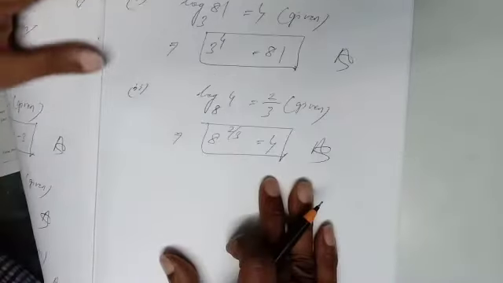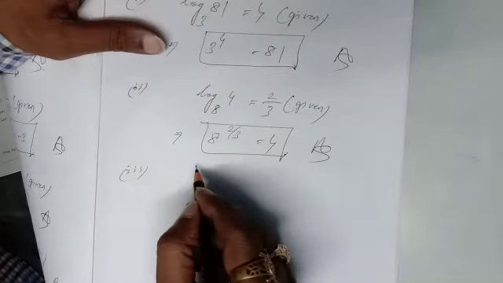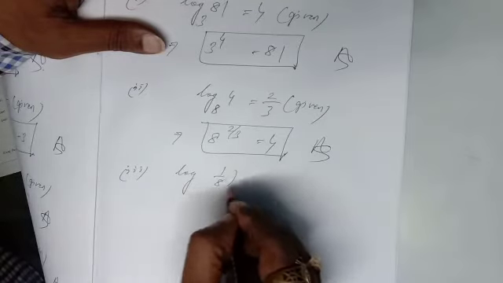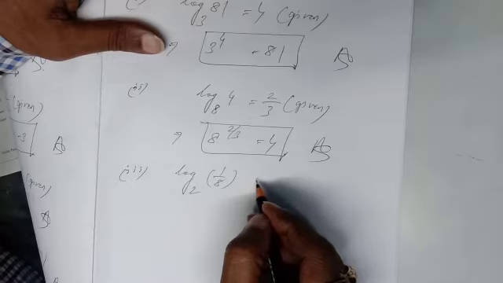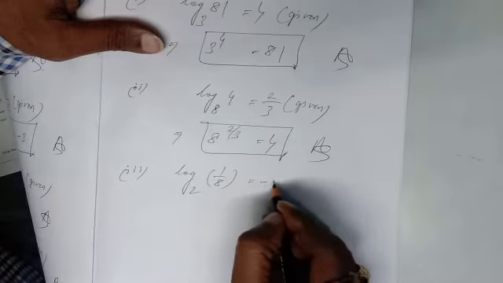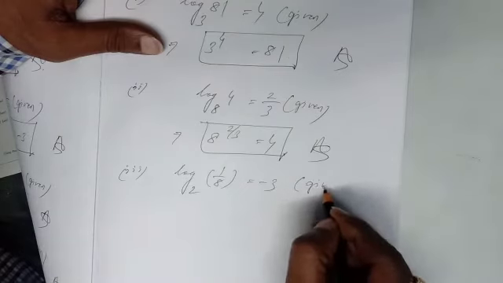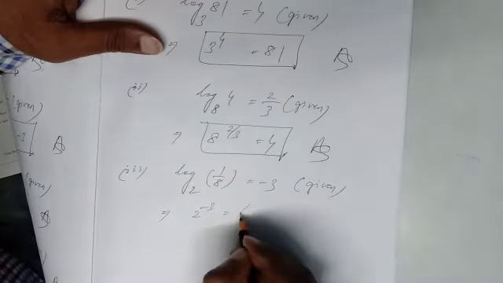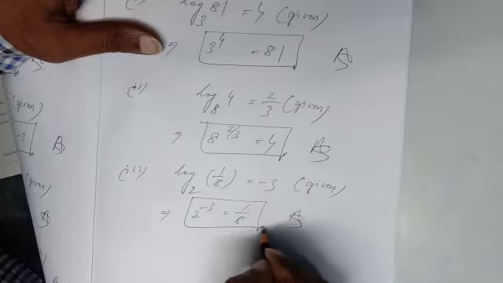Next I am going to the third part. Third part question is given like this: log 1 by 8 base 2 is equal to minus 3. This question is given in logarithm form. You will write in exponential form. That means 2 to the power minus 3 is equal to 1 by 8. This is the answer. This one is exponential form.